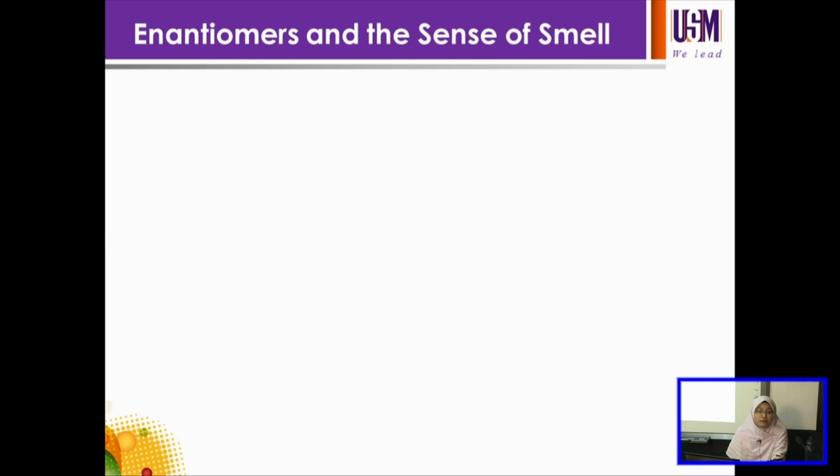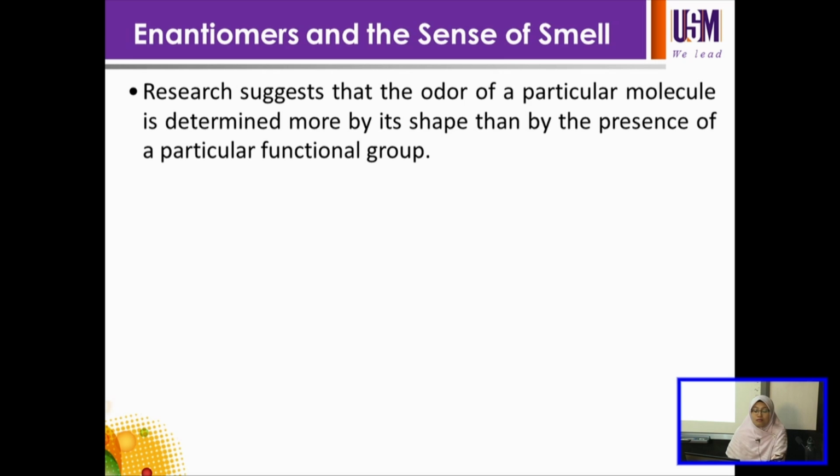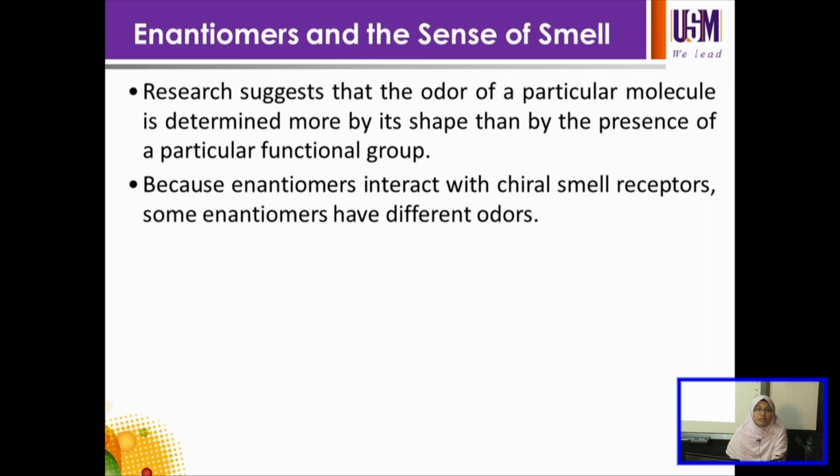Besides chemical reactions, different enantiomers also have different smells. Research suggests that the odor of a particular molecule is determined more by its shape than by the presence of particular functional groups. Because enantiomers interact with chiral smell receptors, some enantiomers have different odors. So even though they are mirror images of each other, they have different smells.